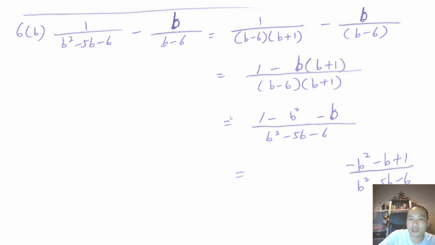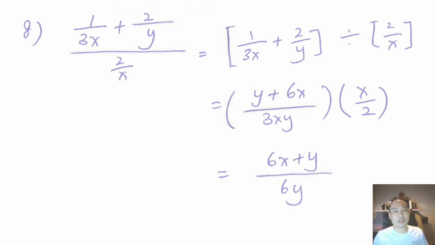Okay, and of course, if we want to make things a little bit cleaner, generally we try to write the higher power on the left, so I can rearrange it, right? So it becomes negative b squared minus b plus 1 over b squared minus 5b minus 6. But if you have gotten the third line, you have actually successfully simplified this particular question already. Okay.